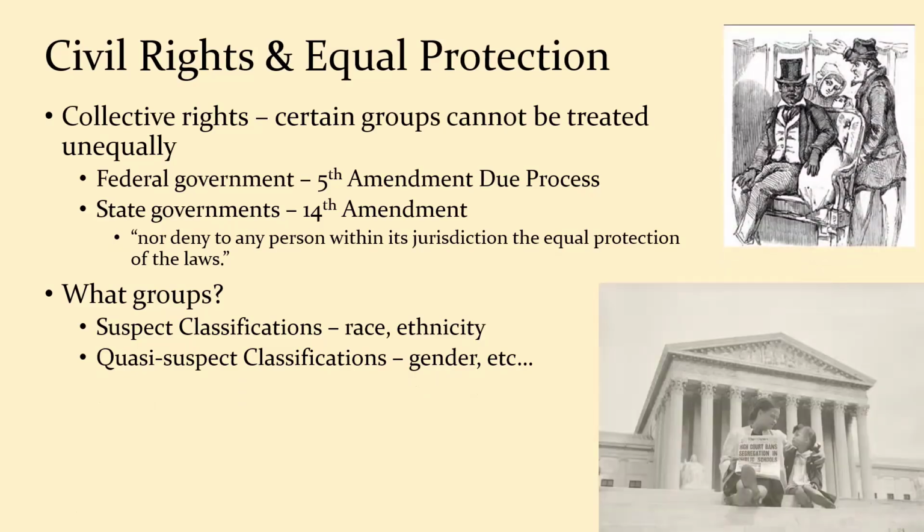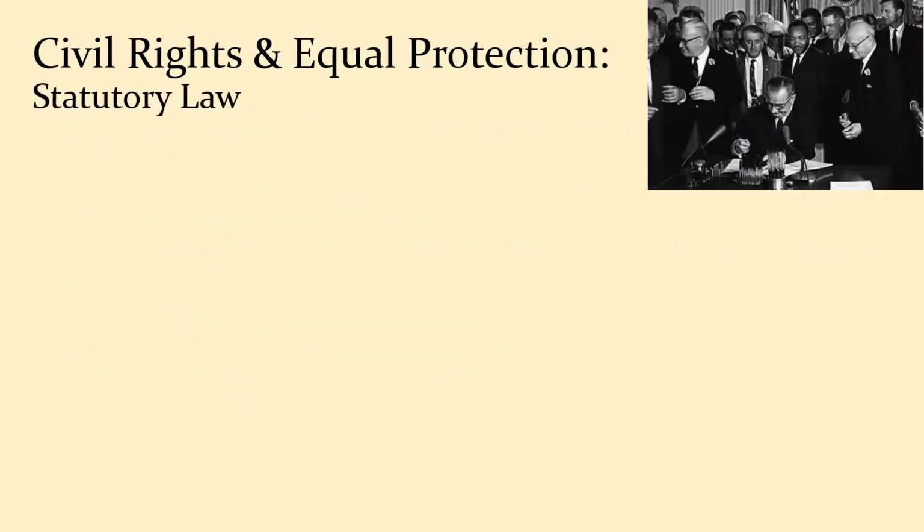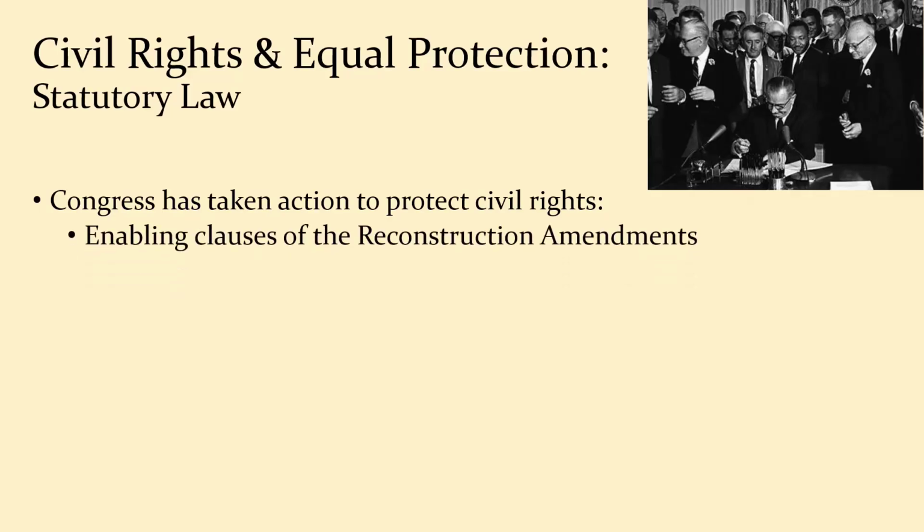In addition to the Fifth and 14th Amendments' protection of civil rights, Congress has also enacted statutes, enacted laws that protect civil rights. I previously mentioned that there were enabling clauses in various amendments that allow Congress to write statutes that protect civil rights. The most known examples of that come from the Reconstruction Amendments, particularly the 14th Amendment, that authorized some of the civil rights laws that Congress wrote early on in our country.